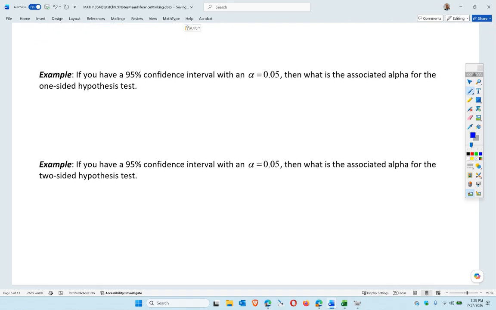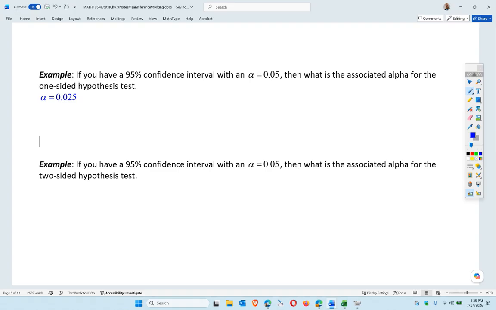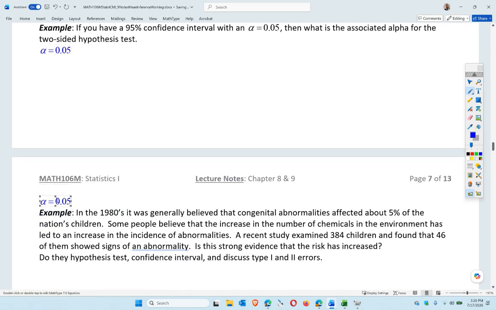Going the other way, if you have a 95% confidence interval but you want a one-sided hypothesis test, the hypothesis test is only one tail, which means the alpha is only half of that. Again, you can put the subscript if you want. If you have a 90% confidence interval, which means alpha would be 0.05 for each tail, and you have a two-sided hypothesis test, then the alphas are the same for both. So this is the alpha for the confidence interval, and this is the alpha for the hypothesis test. They are the same.